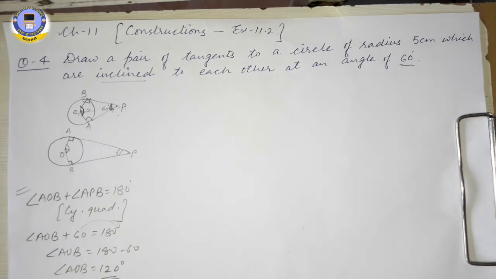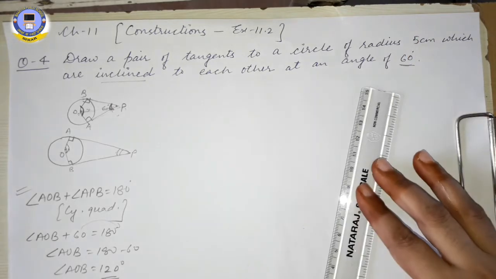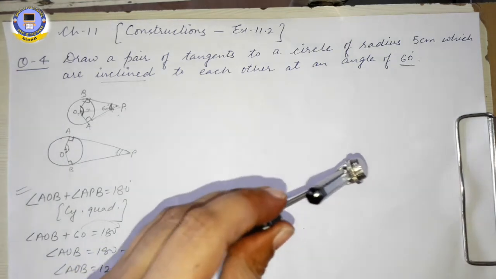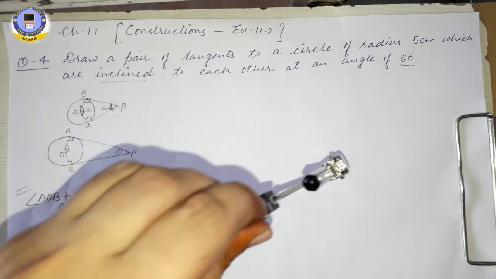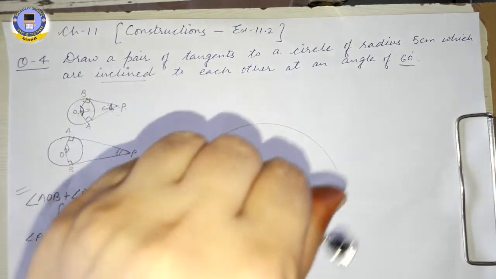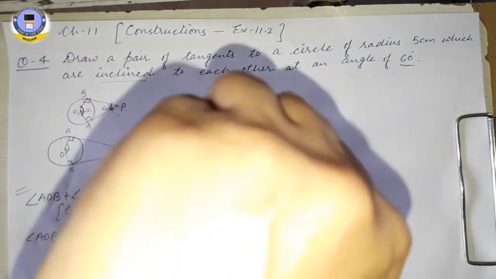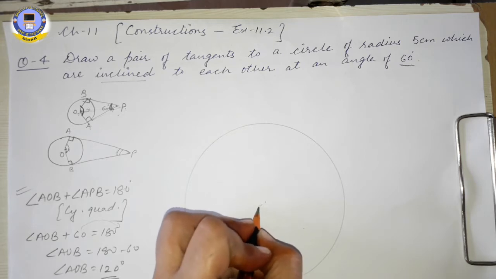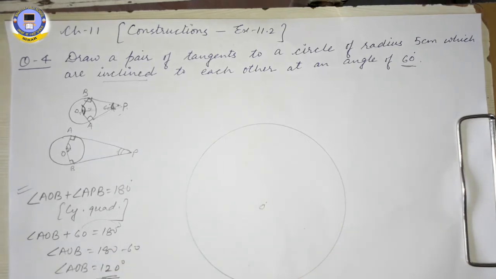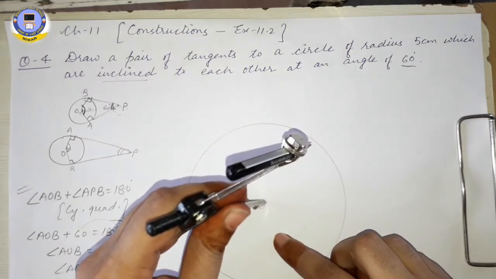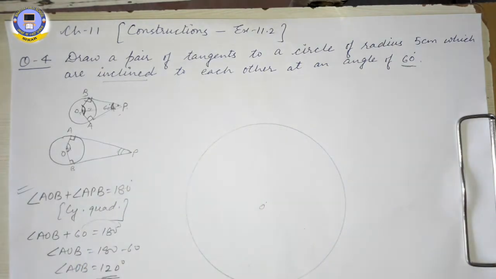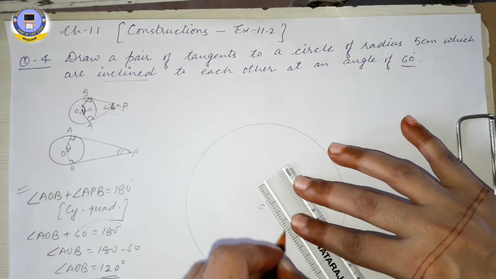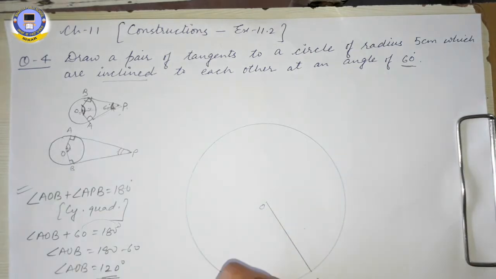Now let us start. First step is to draw a circle of radius 5 centimeter. Open your compass 5 centimeter and draw a circle. Okay, label its center as O. We have labeled its center as O. Let me check it once. Yeah, label its center as O. Now join any one radius. I have joined a radius OA.